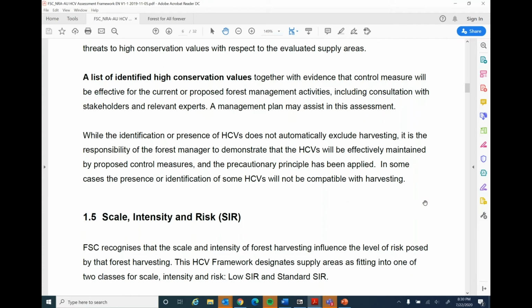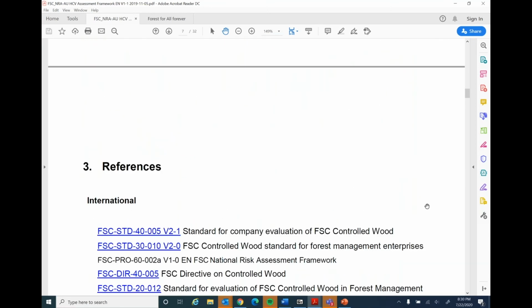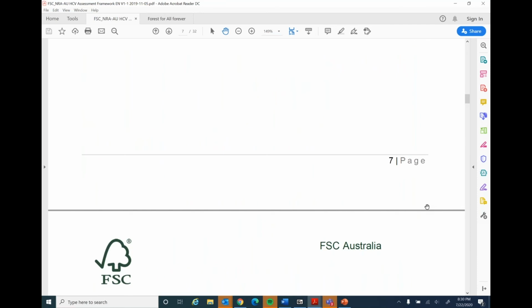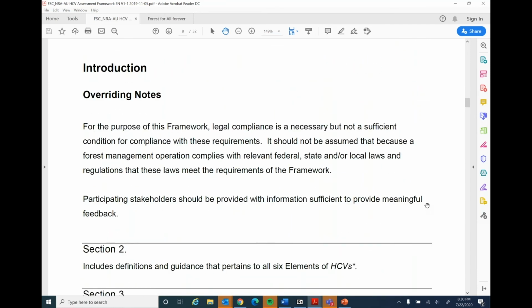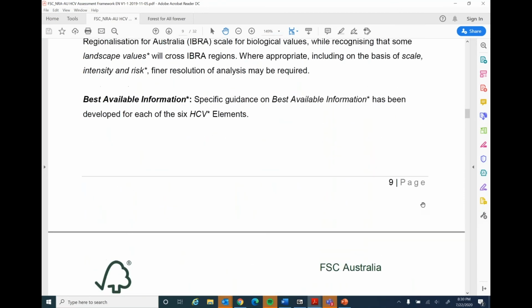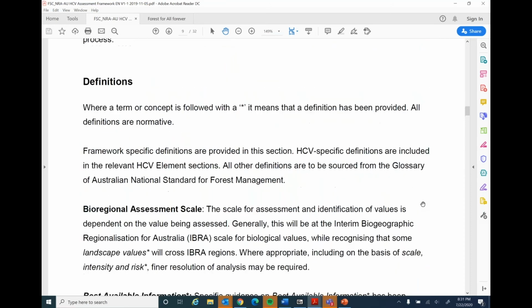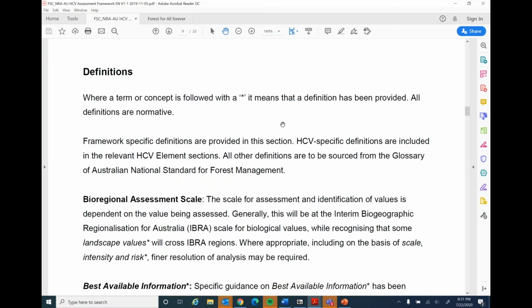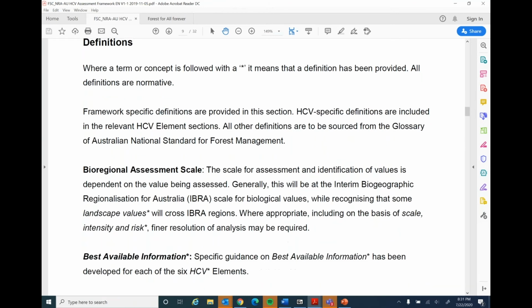And then the next part is scale, intensity, and risk. We've covered that already. And then we have the references here. And there's a few overriding notes. And then we get to the definitions part. So when you look through the document, you'll see that there's terms and concepts followed by an asterisk, and that means that they've been defined, so you can find them in the definitions here or in the definitions under each high conservation value.